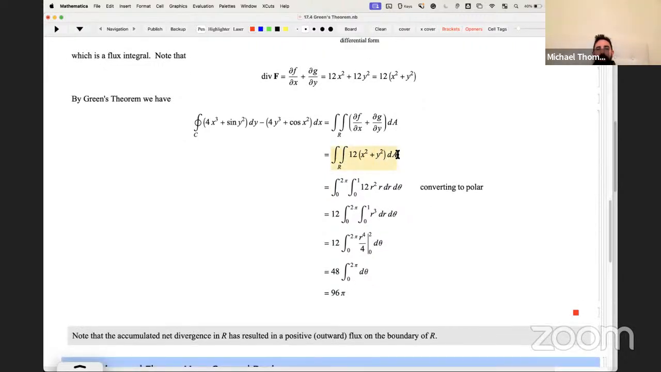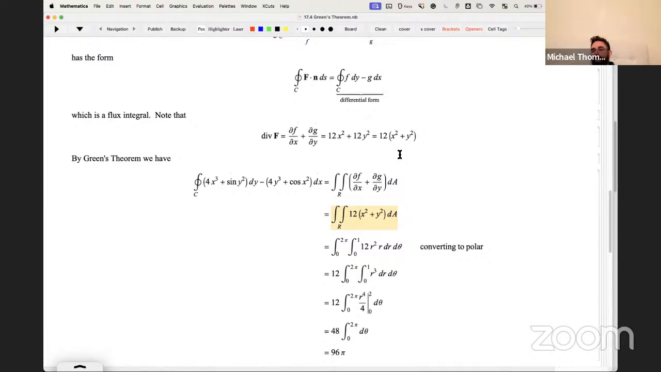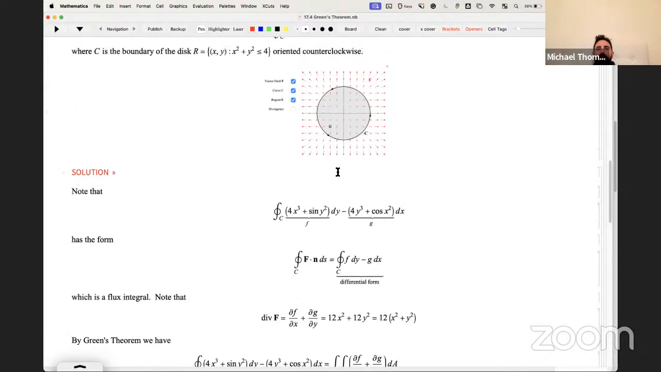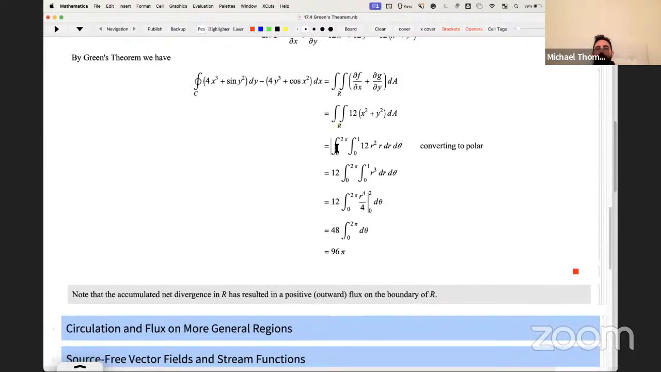Let's see. This thing is set up for polar, right? What makes this best to use for polar? Or why would we use polar here? What gives it away? x squared plus y squared is r squared. Yeah, that's one reason. And the other reason is because your region R is circular, it's a disk, and both of those are very good reasons to switch to polar, right? So we switch to polar and then finish up and we get 96 pi.